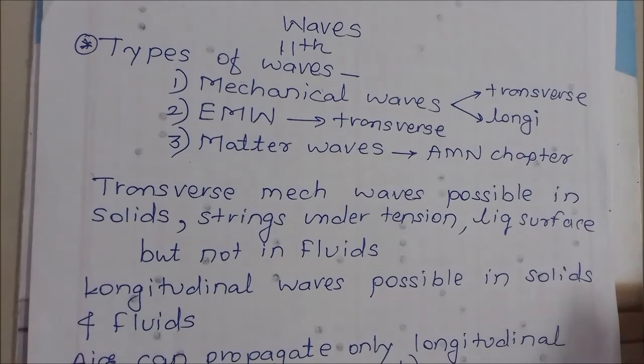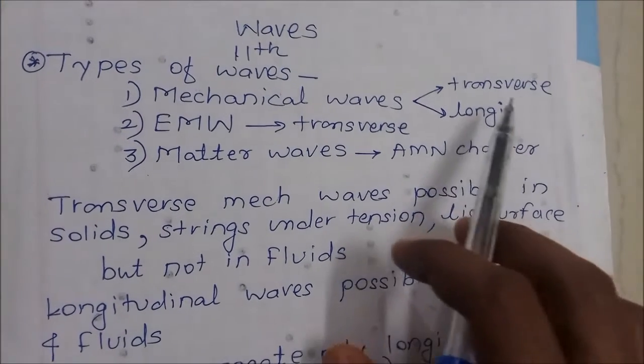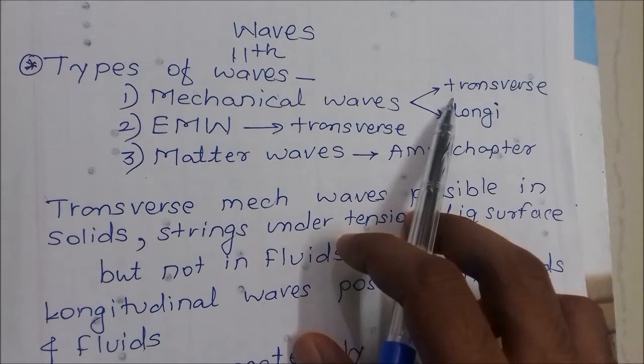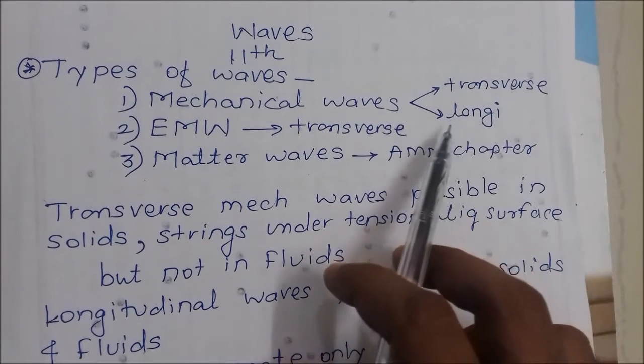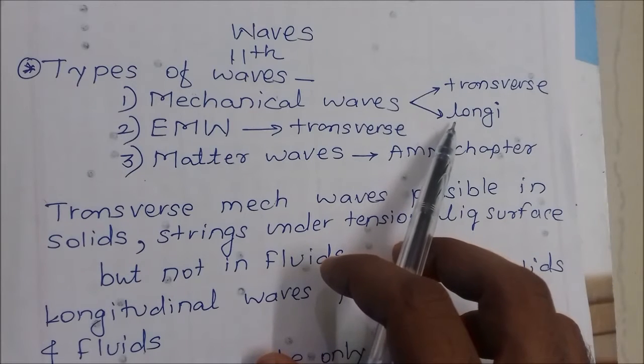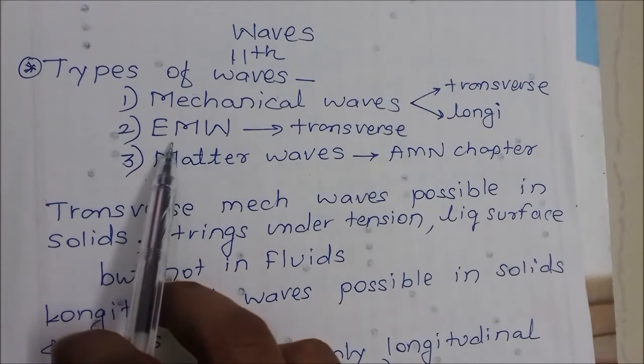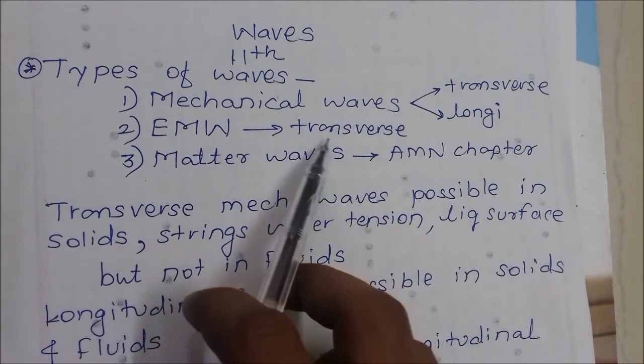In transverse wave, particles oscillate perpendicular to propagation of light, and in longitudinal wave, particles oscillate parallel to propagation of light. All electromagnetic waves are transverse wave.